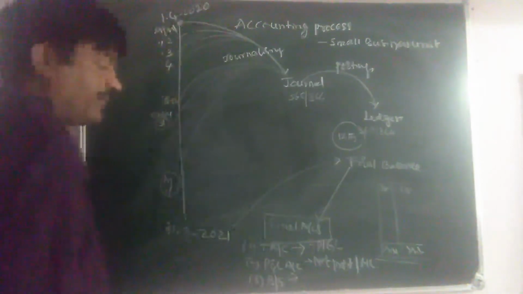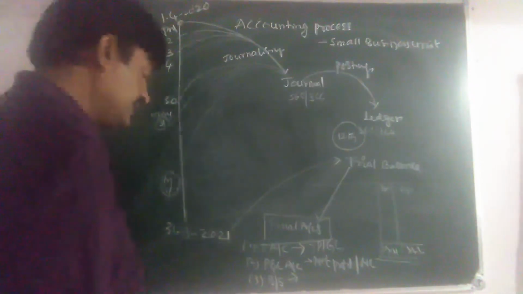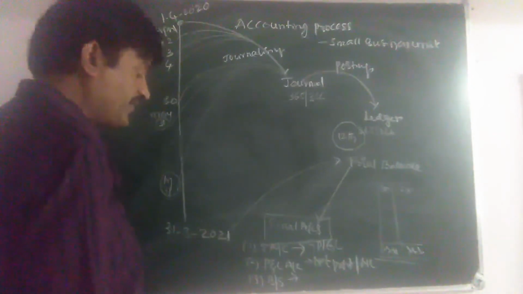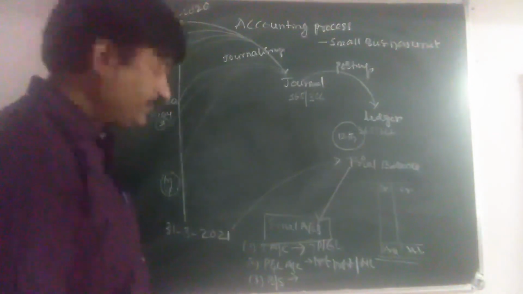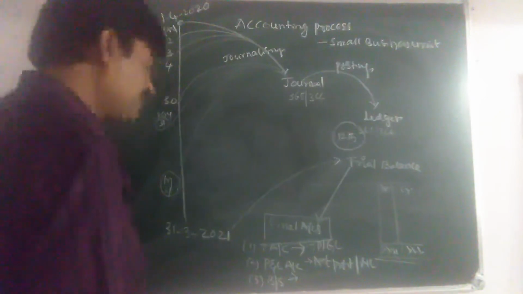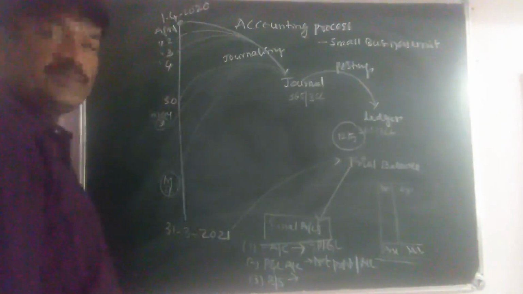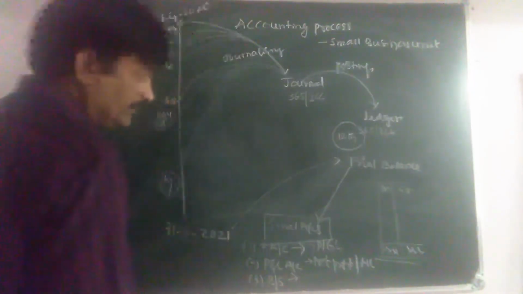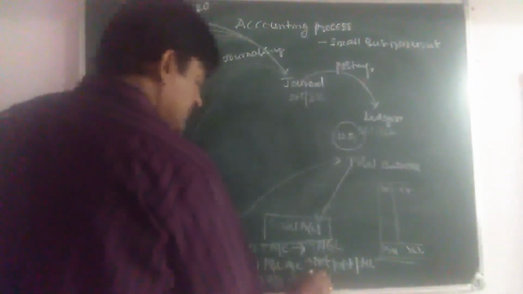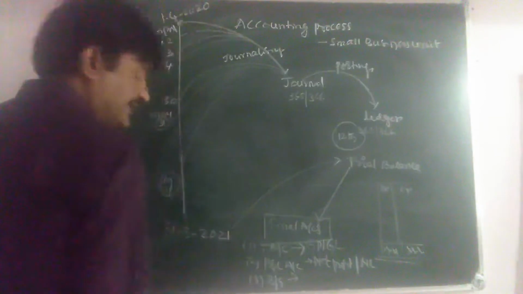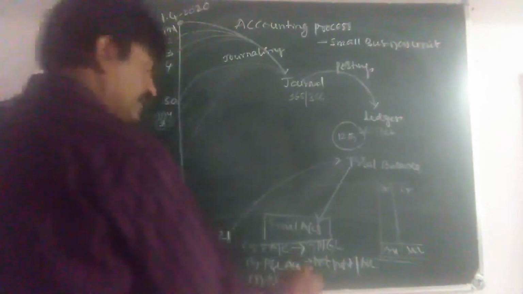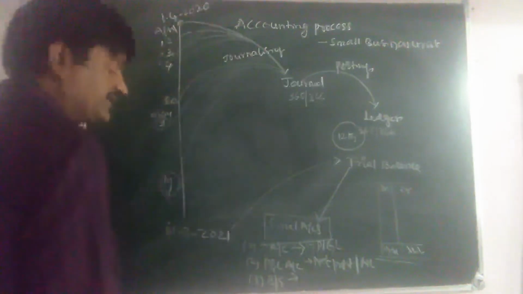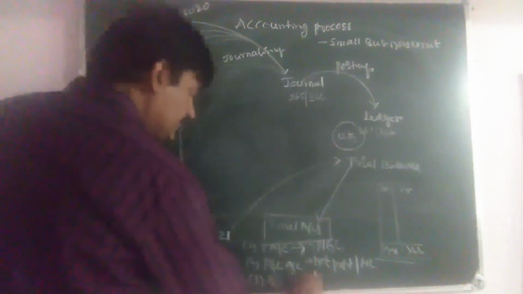After knowing the net profit, after knowing the net loss, the last step is preparation of what? Preparation of balance sheet. So balance sheet is a statement. This statement is prepared to know the financial position of the business. It consists of what? Consists of liabilities and assets. So it is prepared to know the financial position of the business.